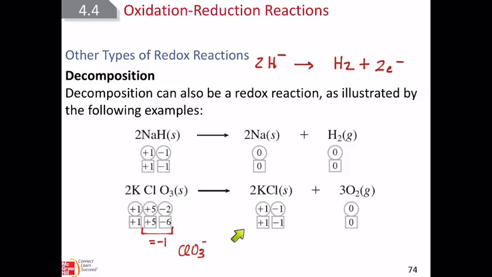And what we see happening over here is that the potassium is still +1. So nothing happened to the potassium. The chlorine went from +5 to -1. Is that oxidation or reduction? Reduction. The oxidation number was reduced. It went down, became more negative. So that's the reduction. And here the oxygen's going from -2 to 0. The oxygen is being oxidized.